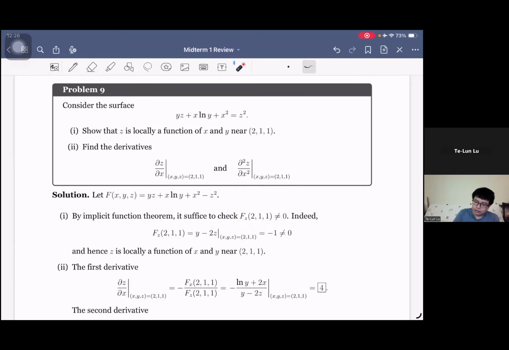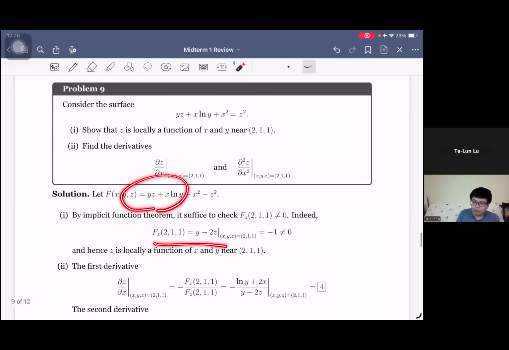Now we can rewrite this into a level set, by moving everything to the right or left of the equation, it doesn't matter. In this case, I move z squared to the left-hand side. You get yz + x ln y + x^2 + z - z^2. The implicit function theorem tells us that if you differentiate with respect to z and evaluate at the point and it is not 0, then it is locally solvable, okay? That is all you have to do. Differentiate this guy with respect to z, and you get y + 1 - 2z, and that is non-zero when you plug in (2,1,1).